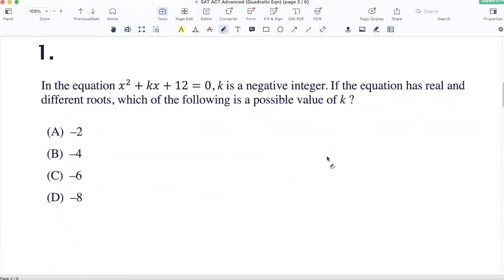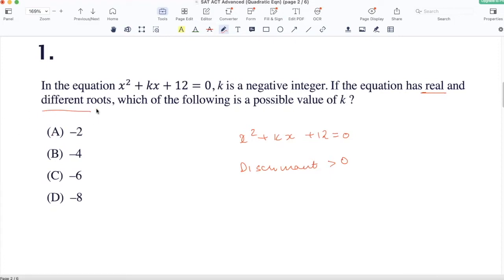Question 1. In the equation x squared plus kx plus 12 equal to 0, k is a negative integer. If the equation has real and different roots, which of the following is a possible value of k? So we have x squared plus kx plus 12 equal to 0. So the discriminant of this equation should be greater than 0 because the equation has real and different roots, right?